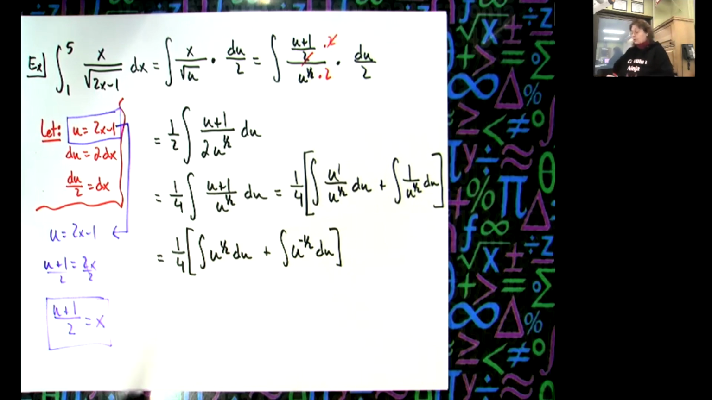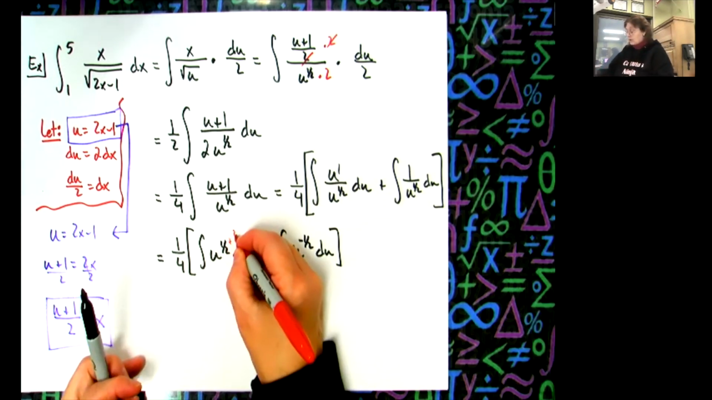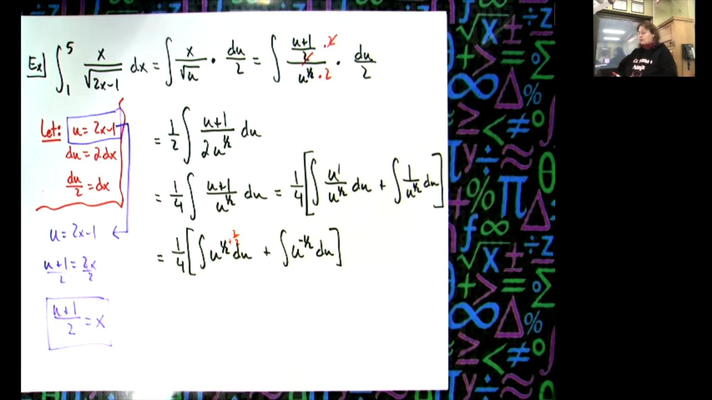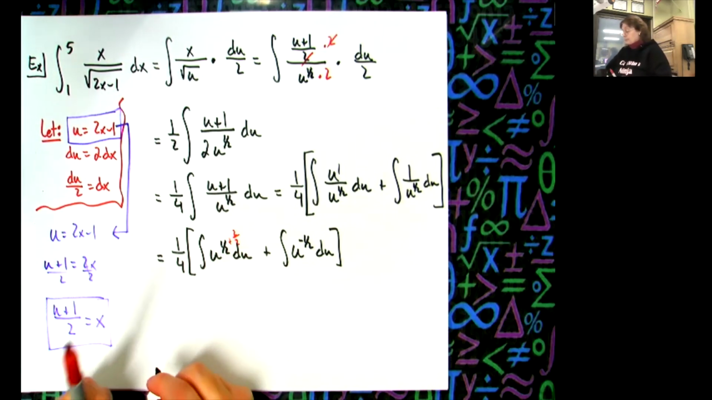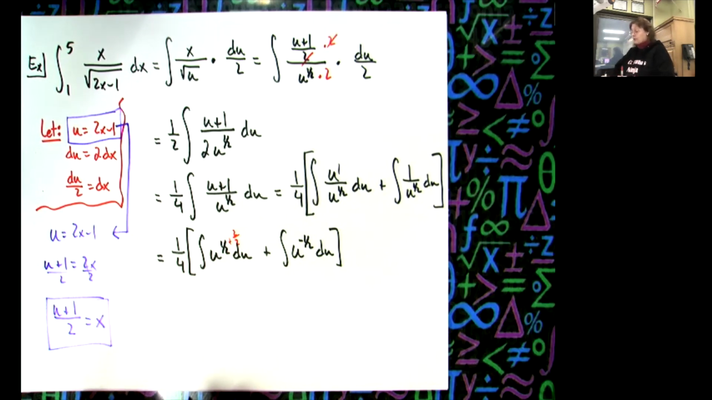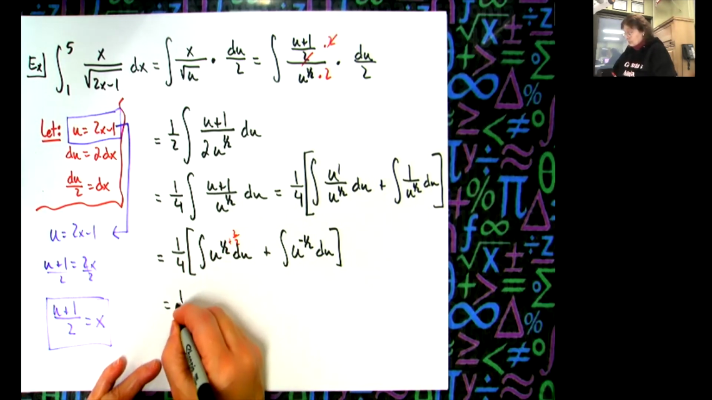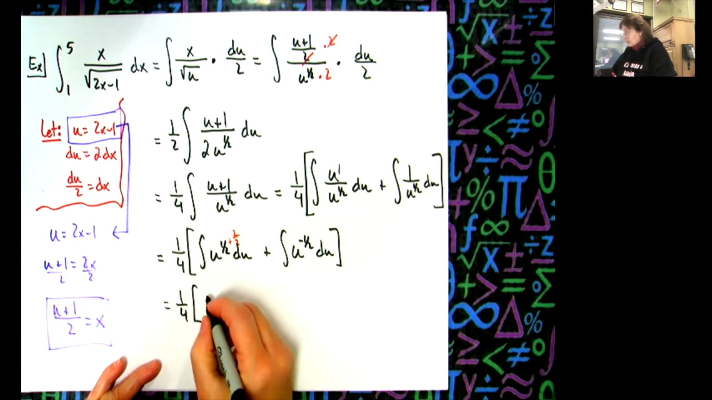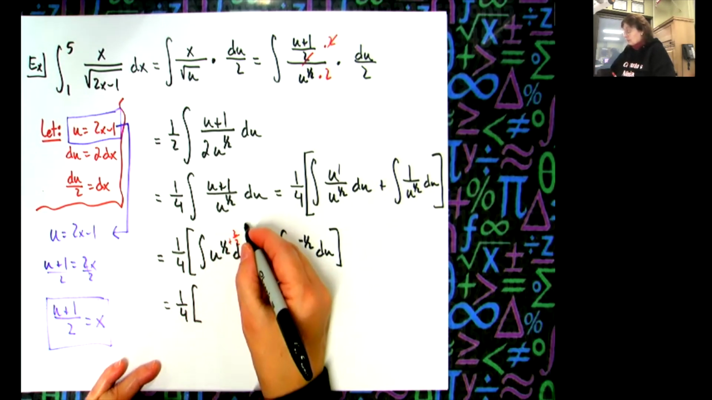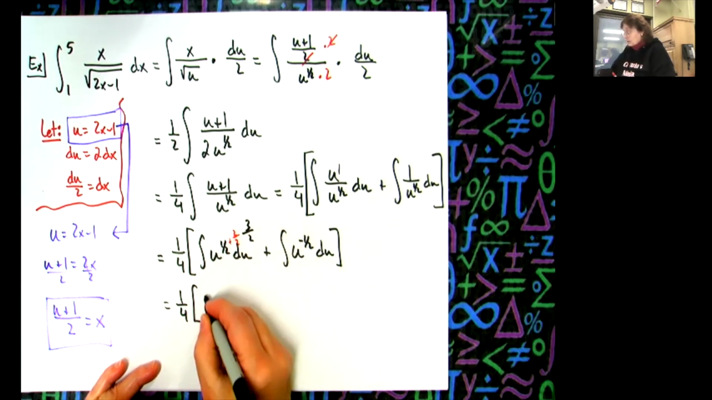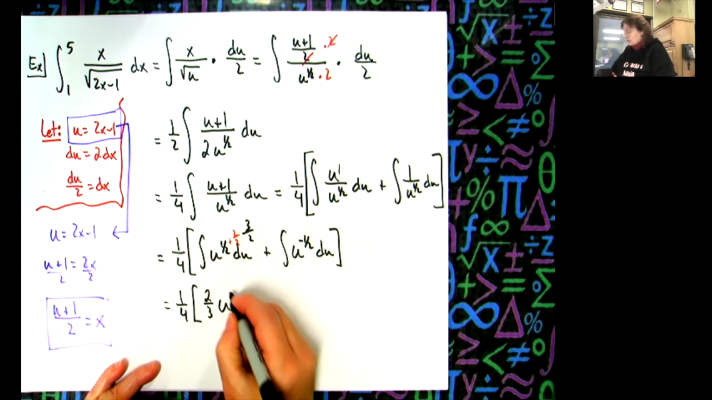Now we're ready to integrate, so I'm going to add 1 here. So I'm going to add 2 over 2, so I'll have 2 over 2, 3 halves, so 2/3. Did I do that right, guys? Help me out. This will be 2/3 u to the 3 halves.